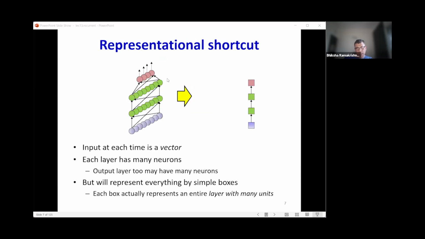So before I continue, a quick note on a shortcut. So Kira, no attendance poll, Zoom will give me everything I need. So a quick note on a representational shortcut.